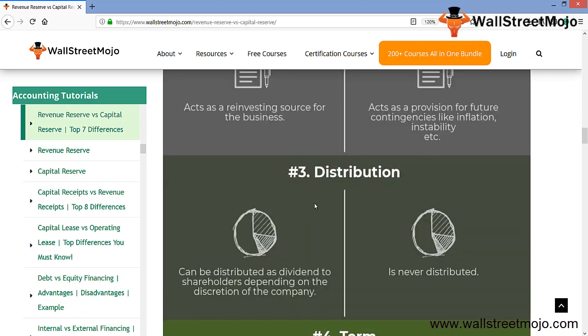Now the distribution part. It can be distributed as dividend, as we discussed, to the shareholders, depending on the discretion of the company, right?